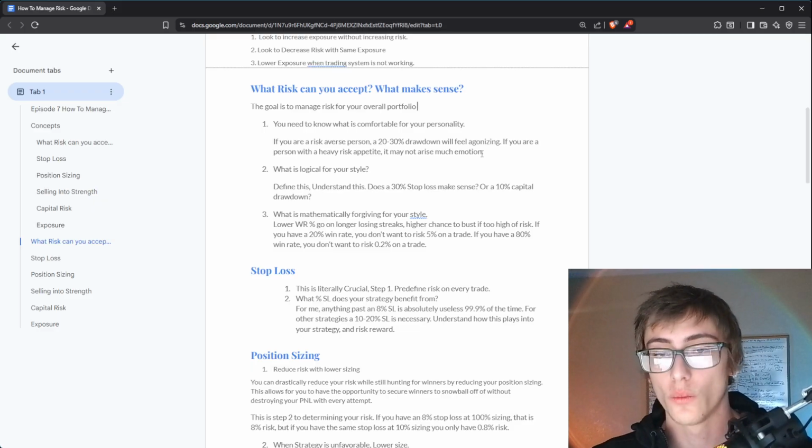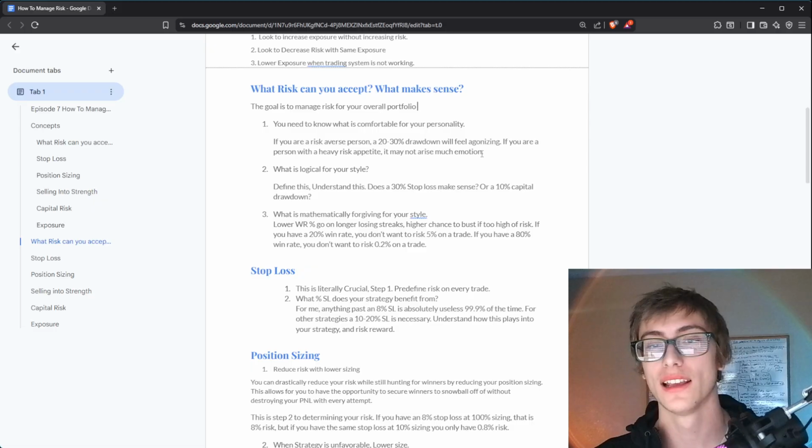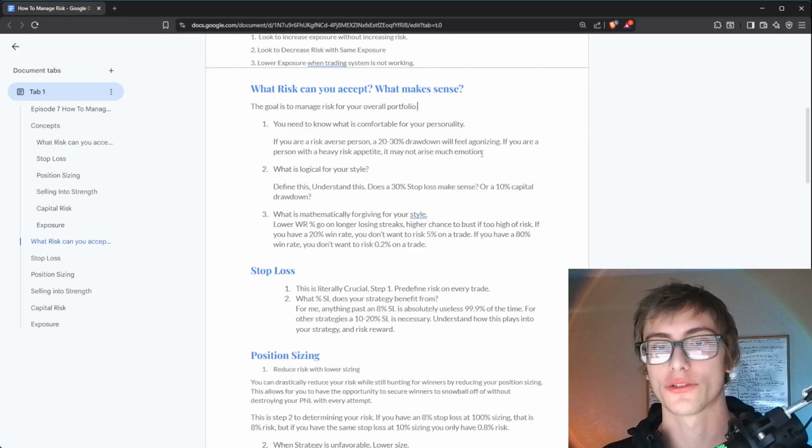And then mathematically, what is forgiving for your style? So lower win rate percentage strategies go on longer losing streaks. Straight up, mathematically, this will happen over the long term, right? Anything, sorry, higher chance to bust if too high of risk, right? So if you go on a 10 losing streak, but you have a very small percentage risk, 0.1%, those 10 losers is only a 1% drawdown. But if you have a 10% risk, those 10 losers, now it would probably be about a 90% drawdown or whatever, right? But you get my point.